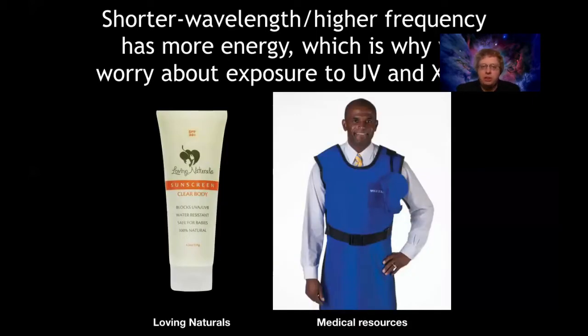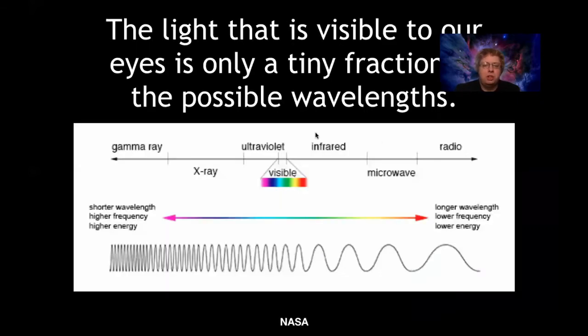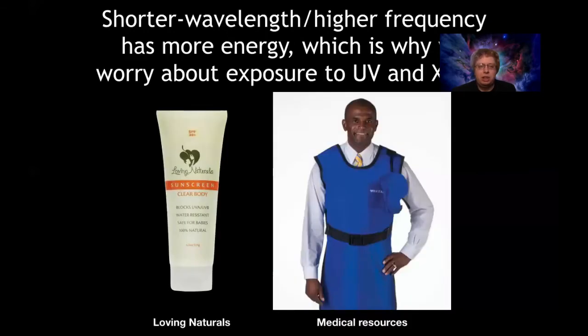It turns out that certain types of light, in particular light with short wavelengths and high frequencies, and therefore high energy, can be harmful to us. So over here, you can see that X-rays and ultraviolet light have higher energy than the light that we can see with our eyes. And that's why we have to worry about too much exposure to these types of light. For example, when we get too much ultraviolet exposure, we might get a sunburn, so we wear sunscreen.